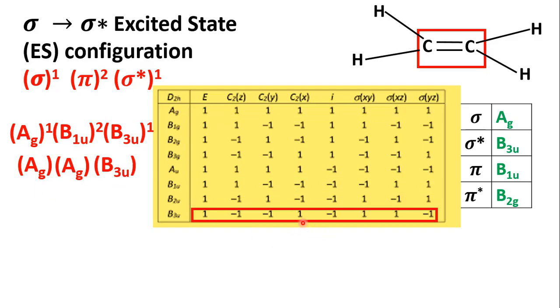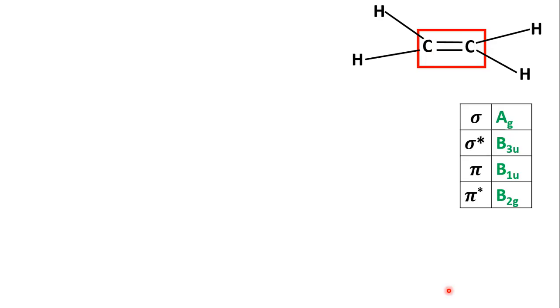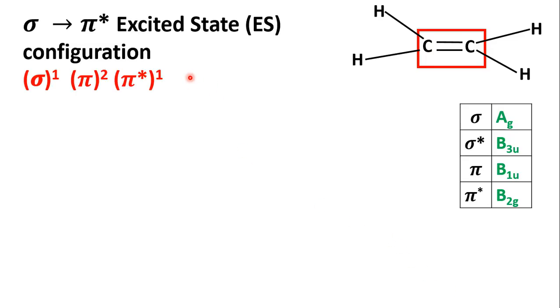B3U contains plus 1 as well as minus 1, but we don't square because there is only 1 electron present in it. The result of this product is B3U because Ag is all characters positive. So the symmetry of the sigma to sigma star excited state is B3U. Next we come to the sigma to pi star excited state. Out of 2 electrons in the ground state in the sigma orbital, 1 electron moves to the pi star orbital. The other 2 electrons in the pi orbital remain intact.